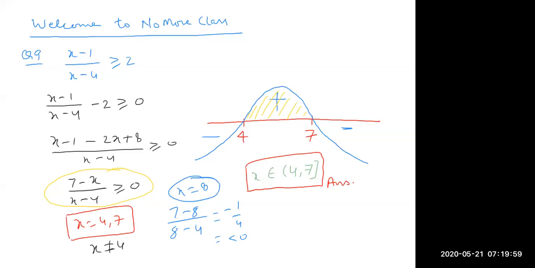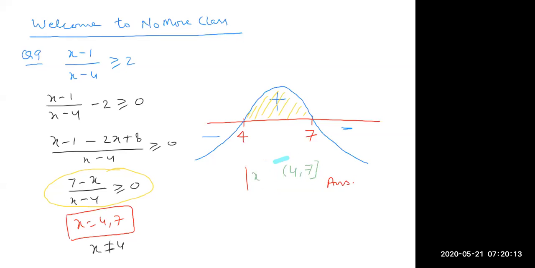Sir, how did 8 come? x is equal to 8. No, what I'm saying is, see, one step was there. How this 8 came? The method is, I must check the signs. See, again, this step I'm again explaining.